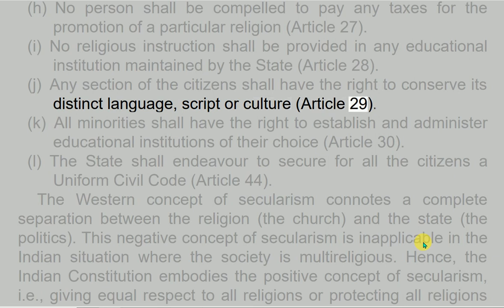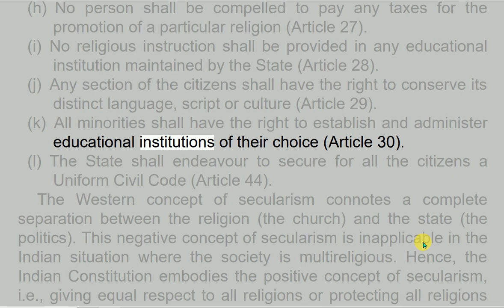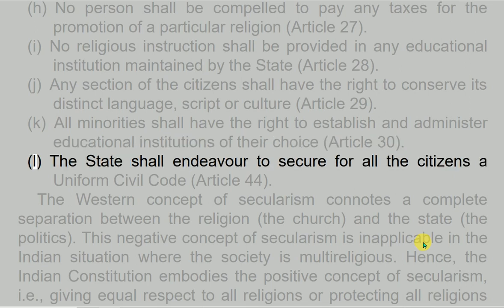Article 29. K. All minorities shall have the right to establish and administer educational institutions of their choice. Article 30. L. The state shall endeavor to secure for all the citizens a uniform civil code. Article 44.